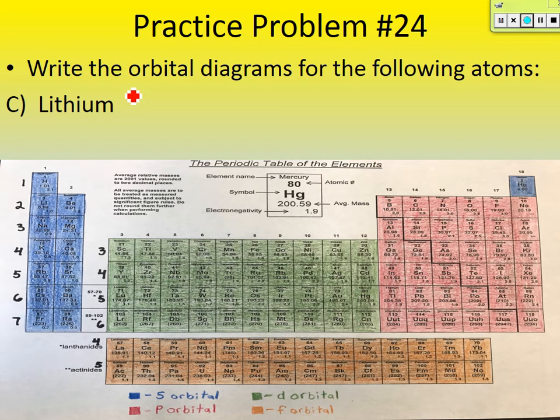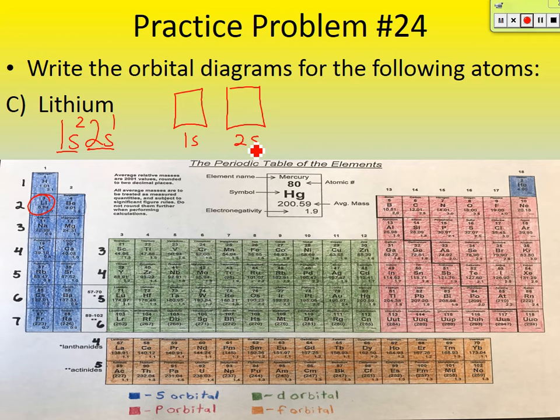Okay, lithium. Let's write the electron configuration real quickly. Here's lithium. Help me write it. What is it, guys? 1s2, 2s1. Now I need to draw a box for the 1s, and I also need to draw a box for the 2s. How many boxes for the s orbital? 1 box. So put a box here and call it 1s. And then I need another box for the 2s. Always label the boxes.